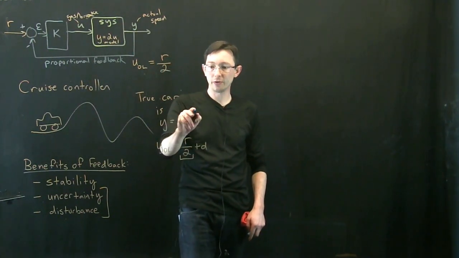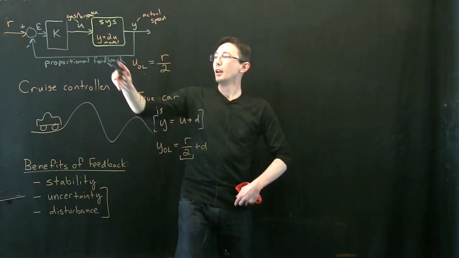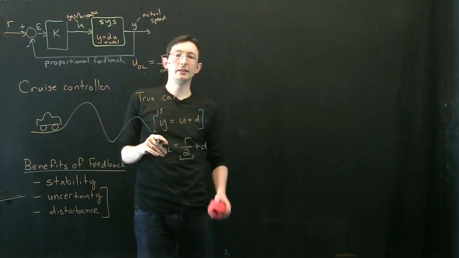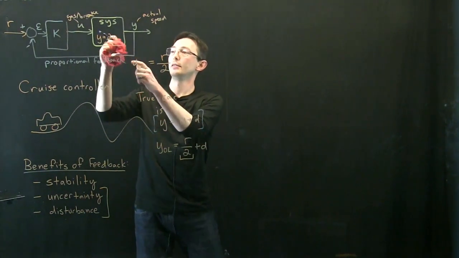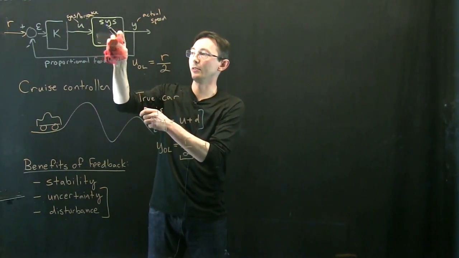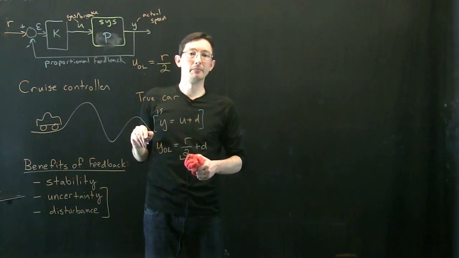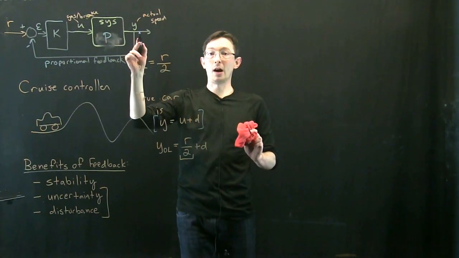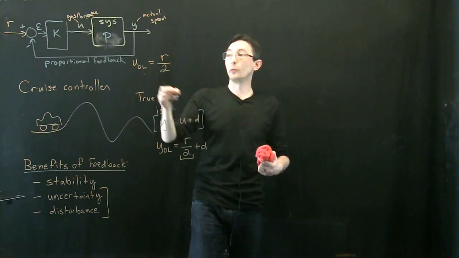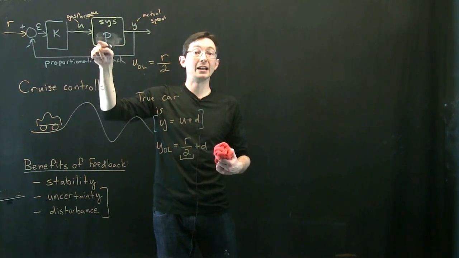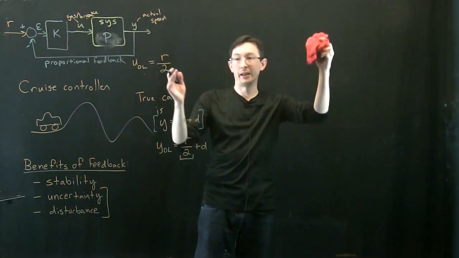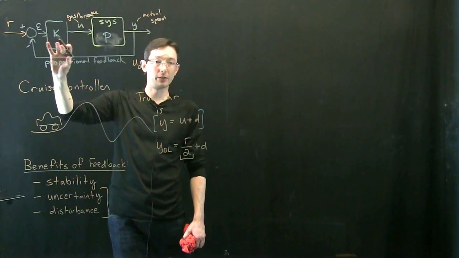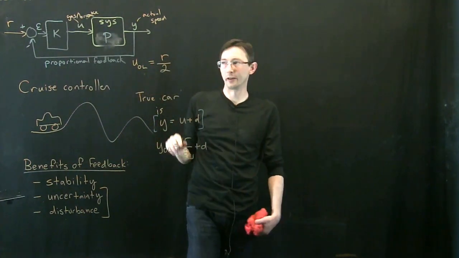Okay, so remember, the true car is y equals u plus d. And now that I wrap this feedback around, let's say that the true car has some plant model, some transfer function model, which I'm going to call P. And I'm keeping this pretty vague. Here, P is a number. It literally means in reality, y is 1 times u. But later, we're going to replace this with a transfer function. We're going to allow this to have some dynamics. Maybe there's some time delay from when I hit the gas to when the car speeds up. Okay, but I'm keeping it vague. P is just a symbol here. K also is going to be a number now, but we can make it have dynamics later.